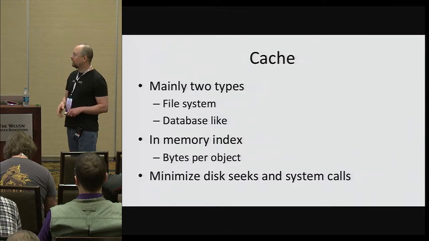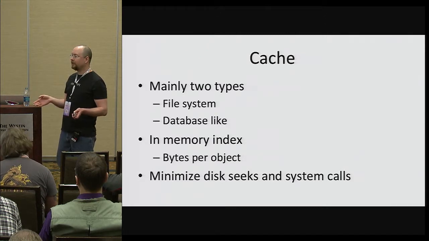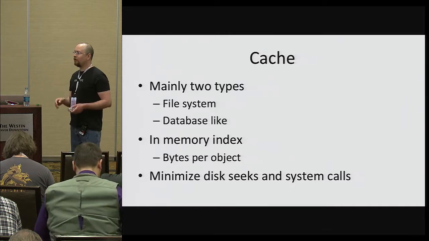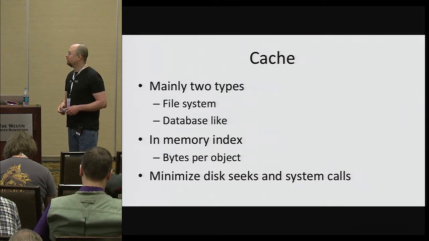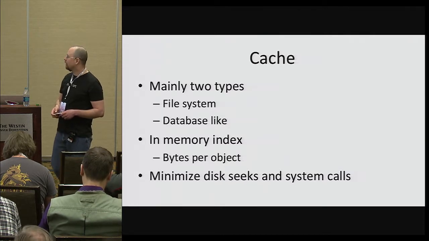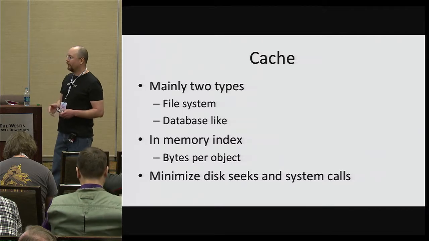And something that's really important about this is how many bytes per object does this index take up. So Squid takes like 70 to 100 bytes per object. ATS takes 10 bytes per object. So ATS takes considerably less memory per object, and it's very helpful if you have very, very large caches.